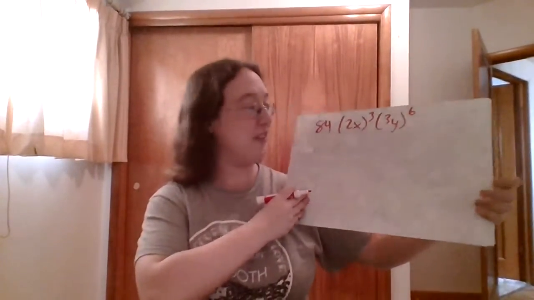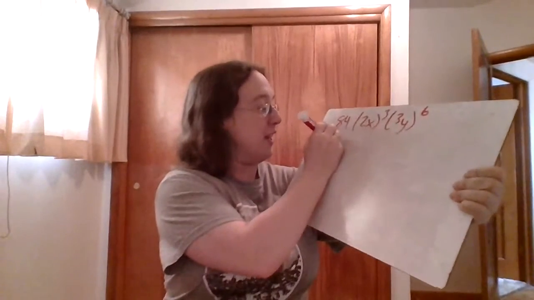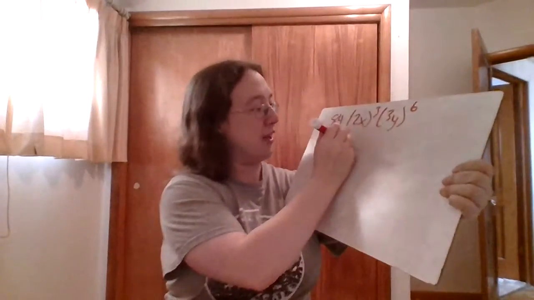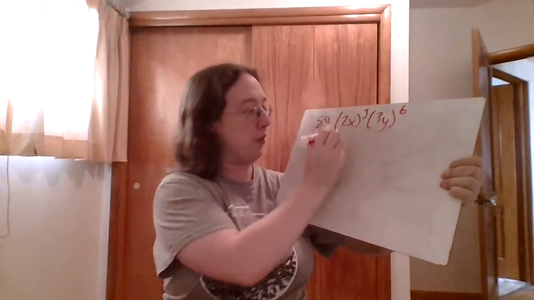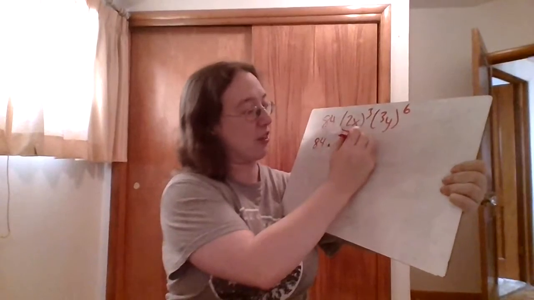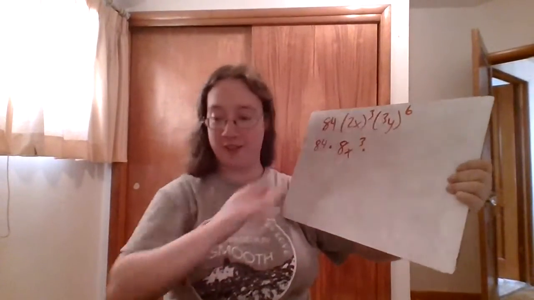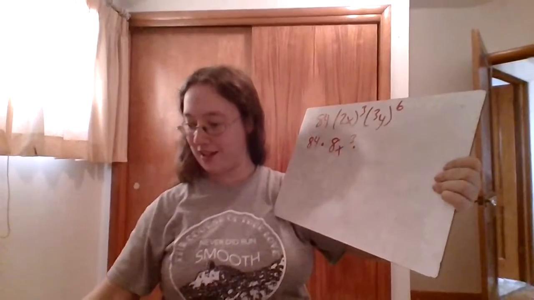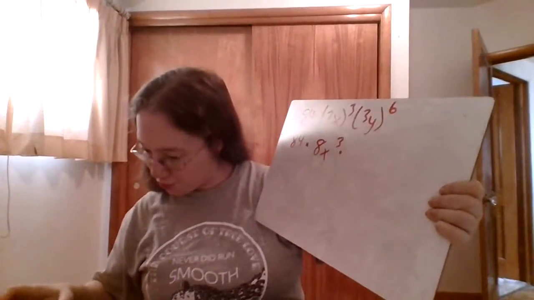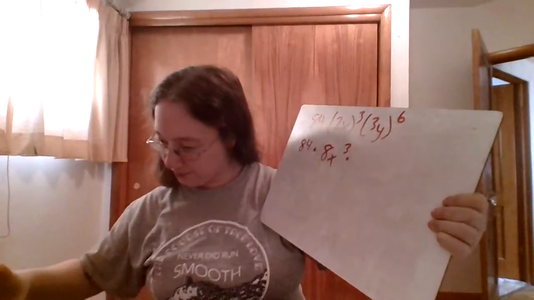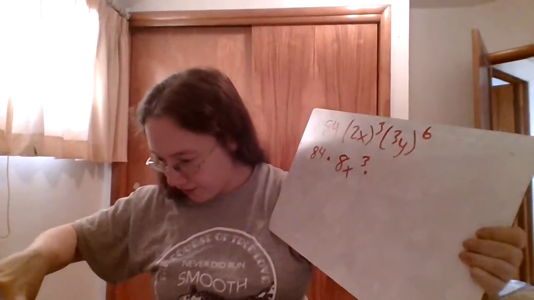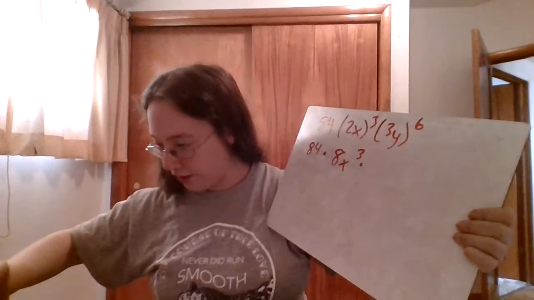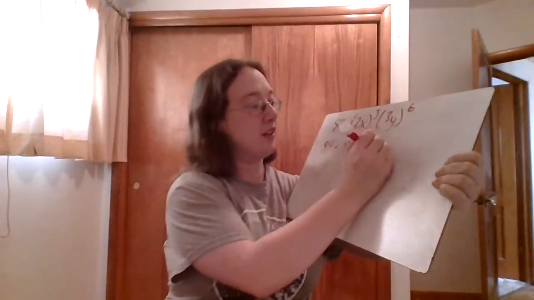Okay, so now we've got this. So now we're going to take that 84 times our 2x to the 3rd, and watch out for exponents first. So 2 to the 3rd power is 8, and that gets an x to the 3rd. And then 3 to the 6th is, should grab my calculator, 3 to the 6th is 729. And that gets a y to the 6th.